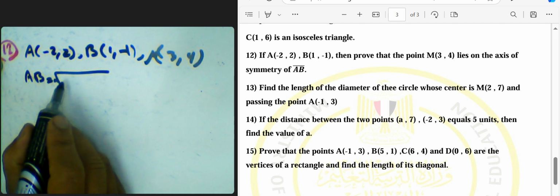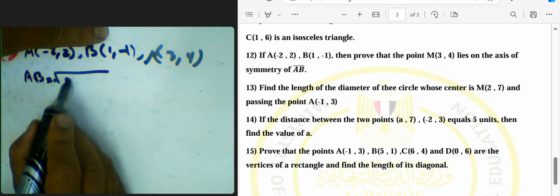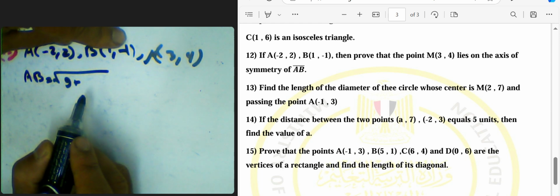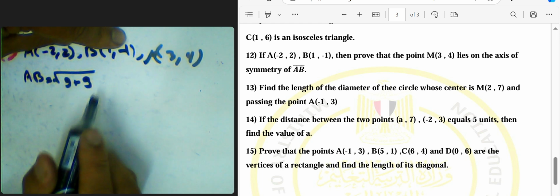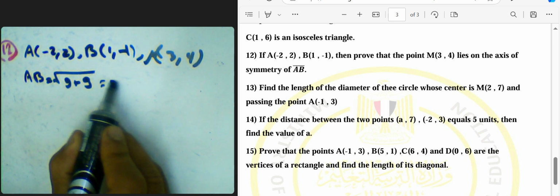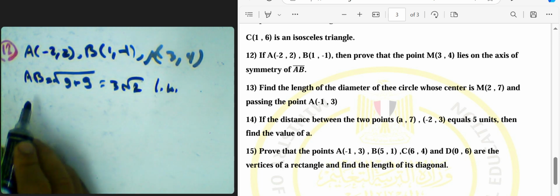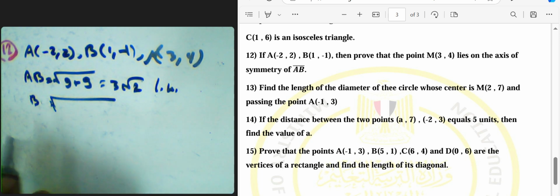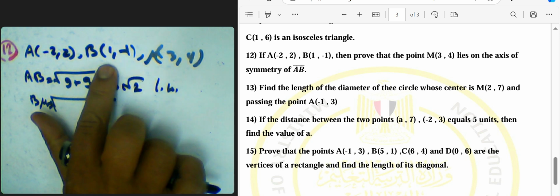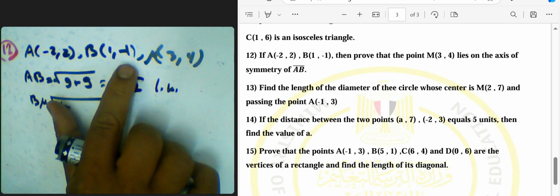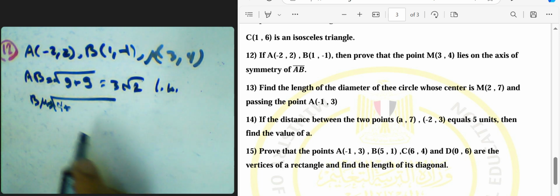Negative 2 minus 1, it will be negative 3. Okay, negative 3 power 2, it will be 9. And 2 minus negative 1, it will be 2 plus 1. 2 plus 1 equals 3. 3 power 2, it will be 9. The result will be 9 plus 9, it will be 9 times 2, it will be 3 root 2 length units. And what about BM? Here BM, we can write 1 minus 3, it will be negative 2. Negative 2 power 2, it will be 4. And negative 1 minus 4, it will be negative 5. Negative 5 power 2, it will be 25.